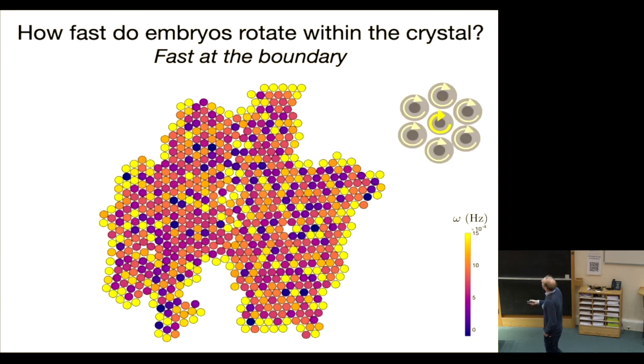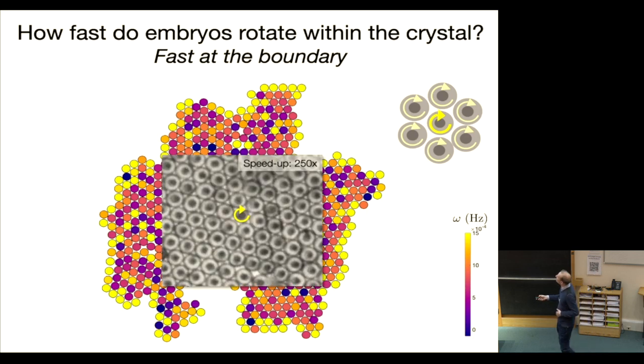But then interestingly, there are also some fast ones in the middle. So you see some very bright ones here. If we look in the theory, what we find is that those are ones that are rather on the smaller side. That also makes sense. They have less contact with the surroundings, so it's easier for them to keep rotating. And that's also something you see in experiments.